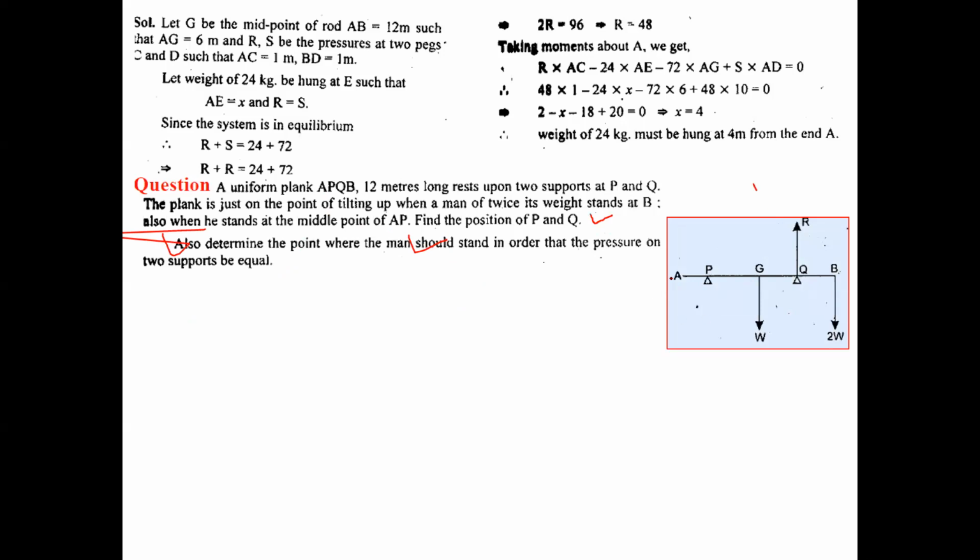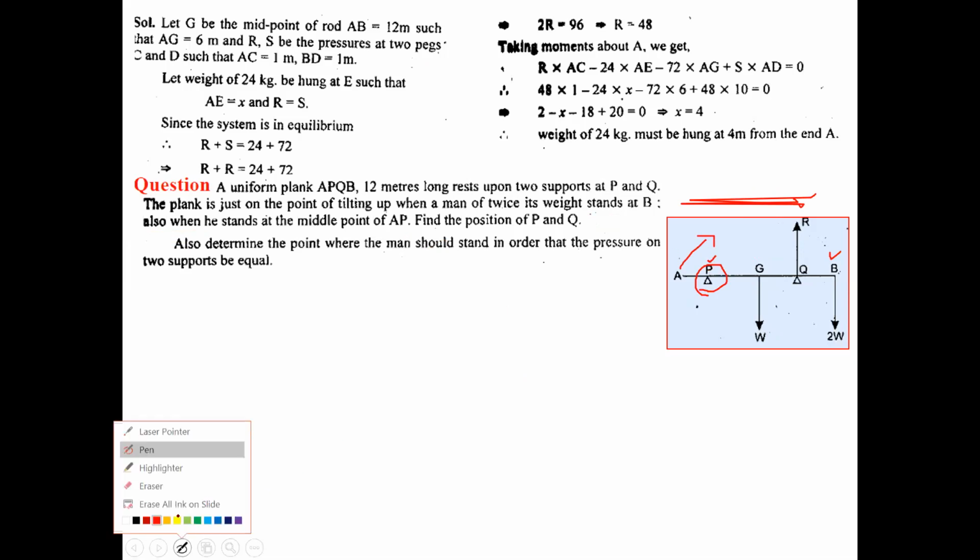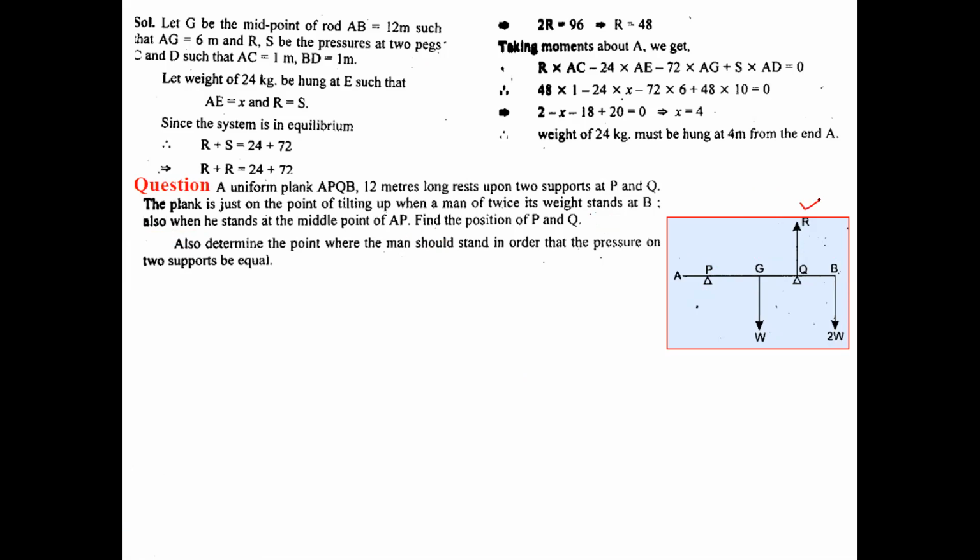So this is the diagram. AB is the uniform plank. Its weight W acts at the middle of the plank, downwards. In the first position, the man stands at point B with weight 2W. We have a support at P and a support at Q. You can see I have made a normal reaction on Q only, because we are given that when he stands at B, this point tilts up. That means the connection from the peg P will be broken. So there will be no reaction at P, because the bodies are not in contact. So we will consider in the first case normal reaction only at the point Q.